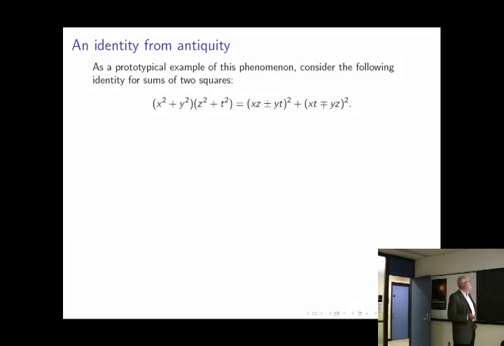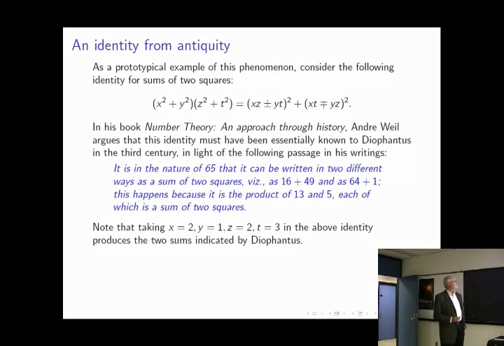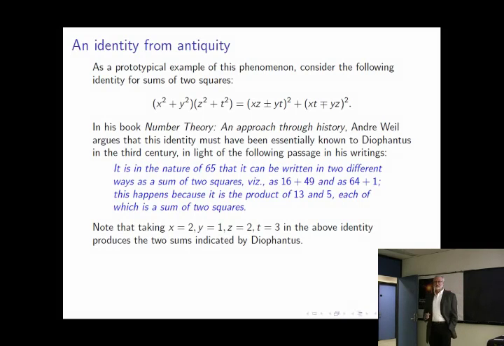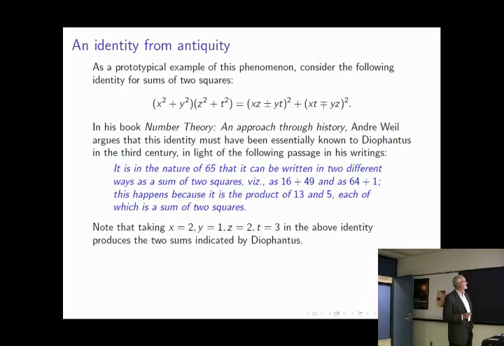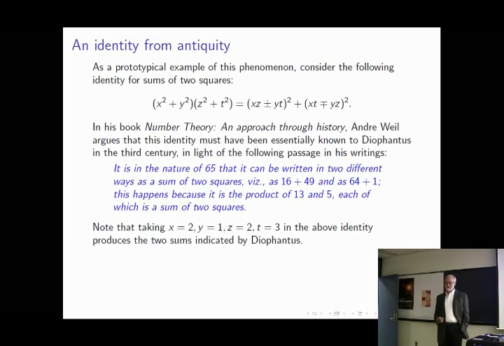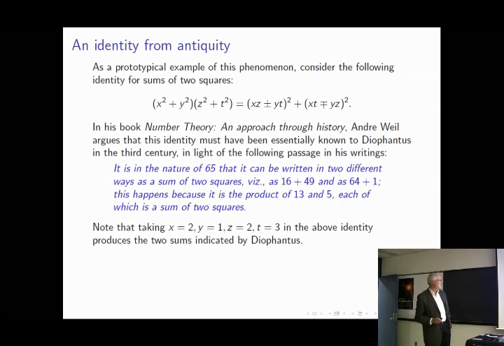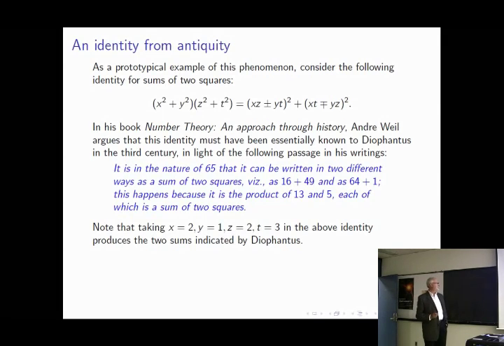Now this, by all accounts, is a very old identity. In fact, you find this in Andre Weil's book, Number Theory: An Approach Through History. He makes the argument that in fact this identity must have been known to Diophantus in the 3rd century. It certainly would not have been expressed in this algebraic form, but he makes this statement about 65 being expressible in two different ways as a sum of two squares, and he says because it's a product of 13 and 5, each of which is a sum of two squares.